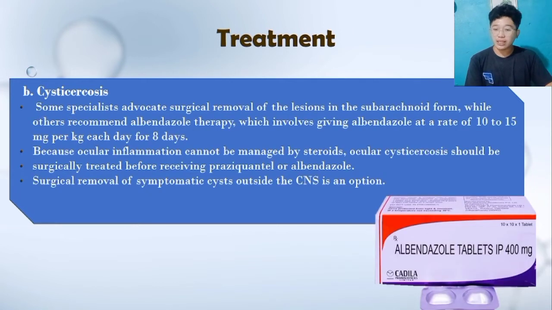Some specialists advocate surgical removal of the lesions in the subarachnoid form, while others recommend albendazole therapy, which involves giving albendazole at a rate of 10 to 15 milligrams per kilogram each day for 8 days. Surgical removal of symptomatic cysts outside the CNS is an option.